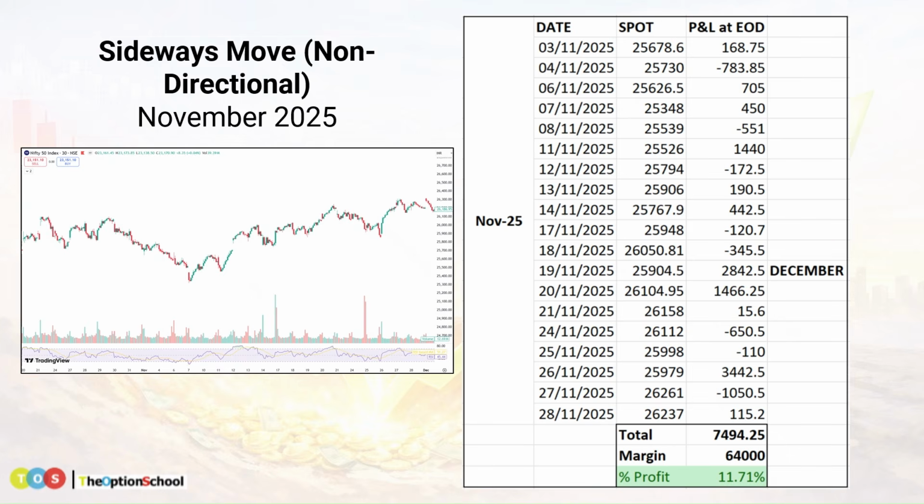Now, my request to all of you, please do not jump on this setup. Do a backtesting yourself for a few months and then see the results. There will be loss days, there will be profit days, but it is important to know what is happening at the end of the month.